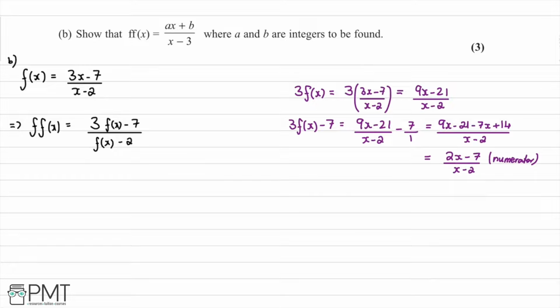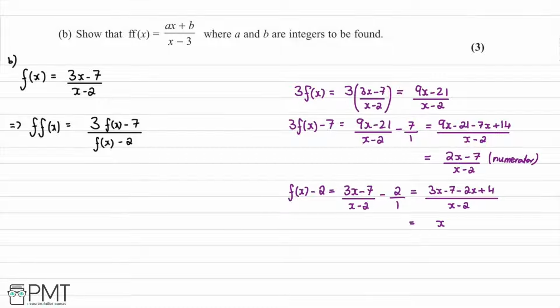And then for the denominator, we have f of x minus 2 is going to be equal to 3x minus 7, and we divide that by x minus 2, and we take away 2 over 1. And then here, multiplying out our fraction again, we'll have 3x minus 7 multiplied by 1, and then we'll subtract negative 2x, then we'll add on 2 times 2, which is 4, and we divide all of that by x minus 2. Once again, to simplify in the numerator, we'll have that is equal to x, negative 7 add 4, which is negative 3, and we'll divide that by x minus 2. So therefore, this is the denominator.